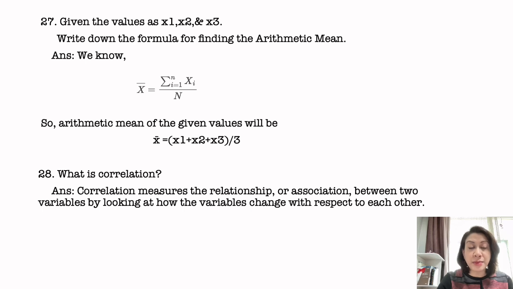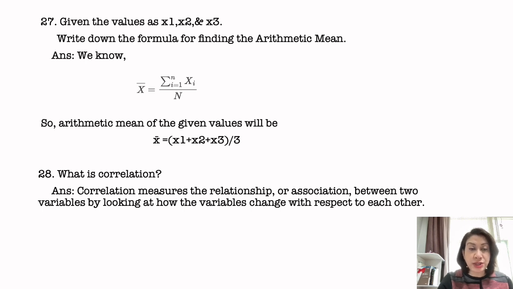So x bar will be equal to x1 plus x2 plus x3 divided by the total number of observations. Here it is 3. You can just leave it there because we are not having numbers in the question, so we cannot get the exact value of arithmetic mean here. Proceeding to the next question.